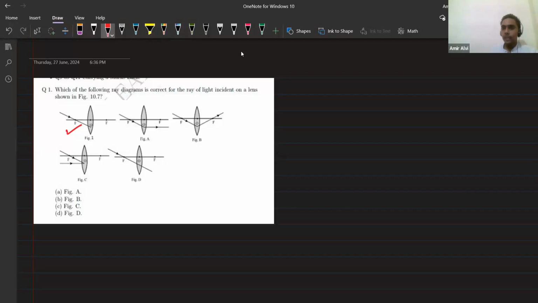At infinity, the light rays will be parallel and will pass through the focus. Another thing is that if we reverse this situation, when the light ray is passing through the focus, it will become parallel to the principal axis. Is this clear to all of you? Yes or no?